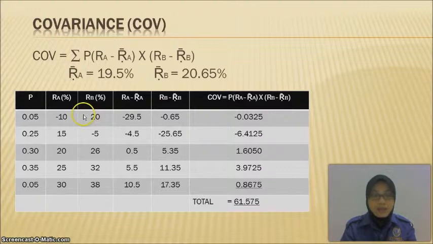Okay, we try first 0.05 times with negative 29.5 times with 0.65, and you will get negative 0.0325. And you can use the same formula to calculate the rest of it. And the total of the covariance is 61.575.